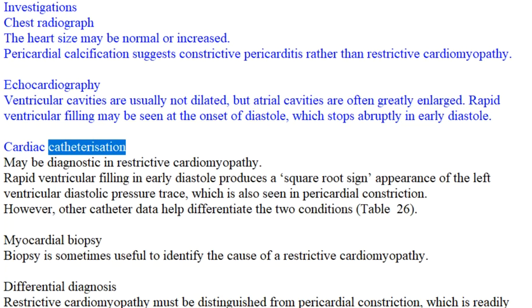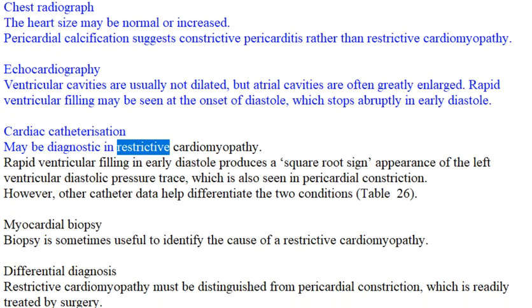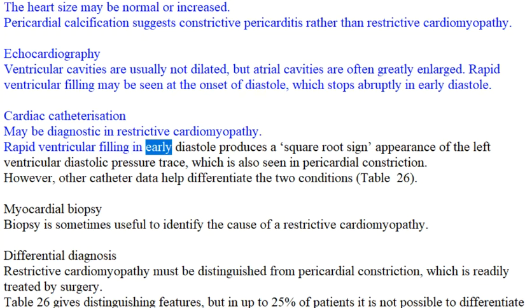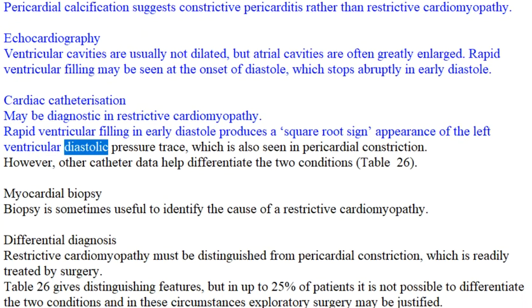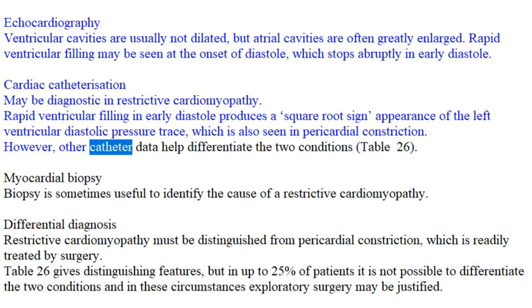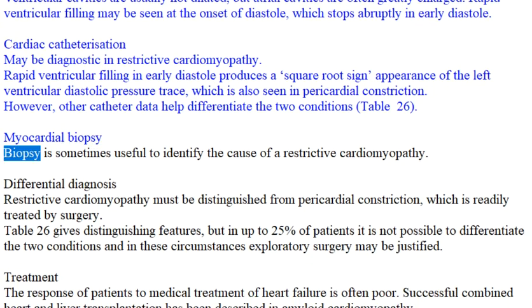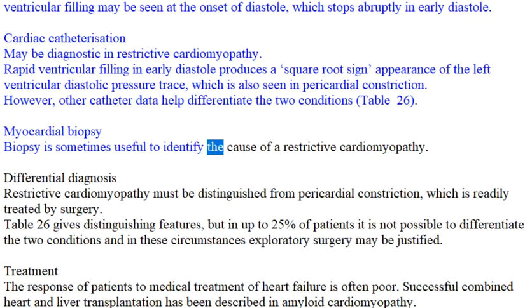Cardiac catheterization may be diagnostic in restrictive cardiomyopathy. Rapid ventricular filling in early diastole produces a square root sign appearance of the left ventricular diastolic pressure trace, which is also seen in pericardial constriction. However, other catheter data help differentiate the two conditions. Table 26. Myocardial biopsy. Biopsy is sometimes useful to identify the cause of a restrictive cardiomyopathy.